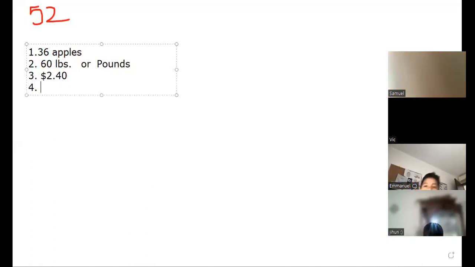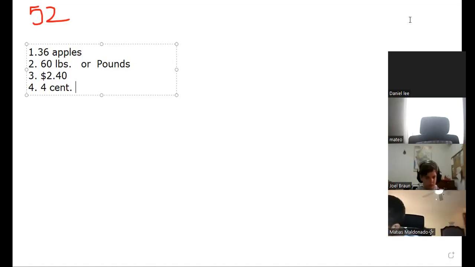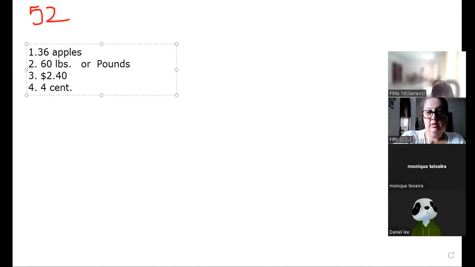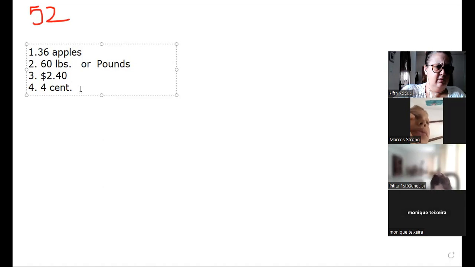Number 4, you needed to have 4 cents or 4-cent period. Either way would be okay. Genesis, you have a question? For number 4, I wrote $2.40 in change. Is it okay? For number 3, you mean? Yes. That's fine.